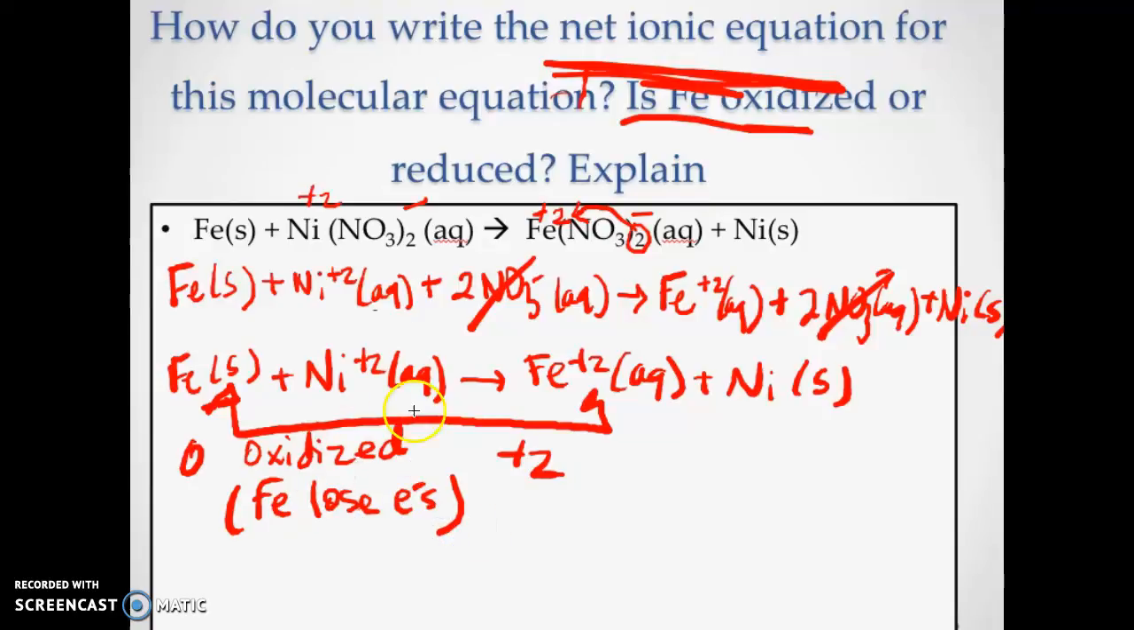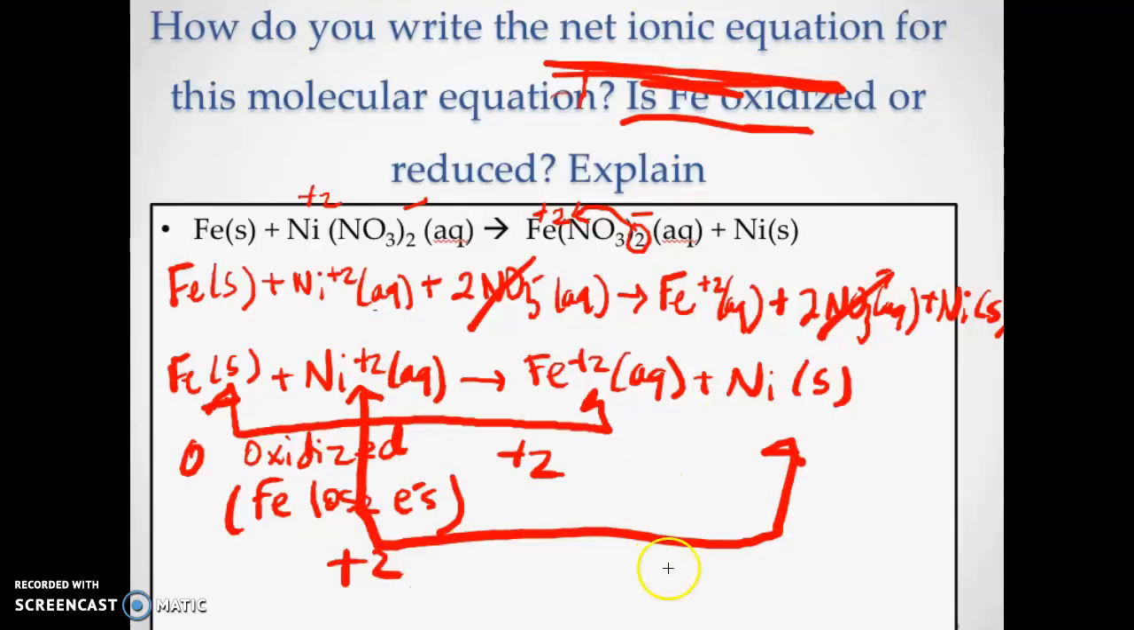Okay. And then if we look at it from the nickel point of view, here it's +2 oxidation state and then 0 oxidation state. So the number gets smaller. So nickel, in this case, is reduced. Okay, so nickel would be reduced in this case.